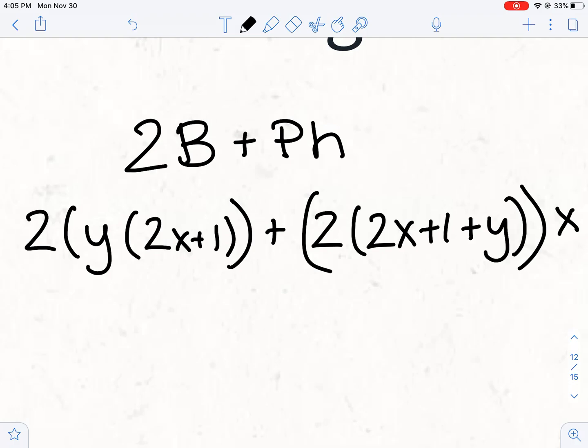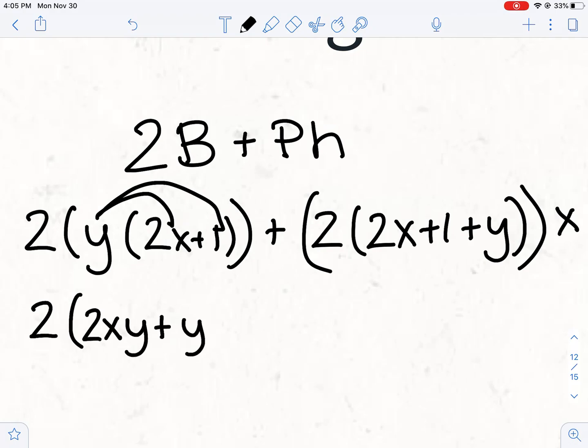So I'm working from the innermost out. I'm going to keep my 2 along for the ride, and I'll distribute just the y for now. So I get 2xy plus y. Same thing over here. I'm going to distribute just my 2 for now and keep the x, and I'm actually going to move the x out front.